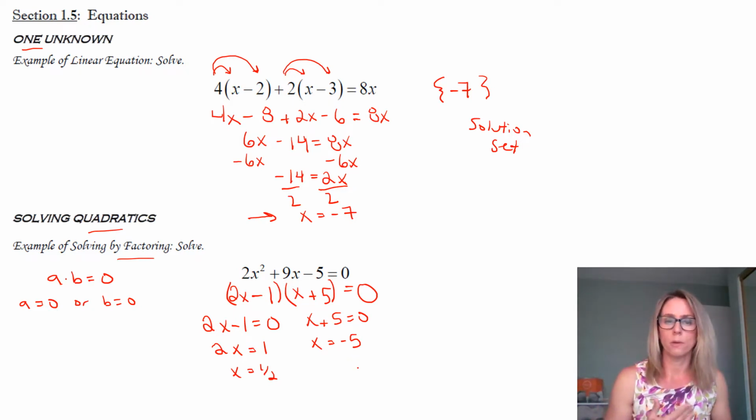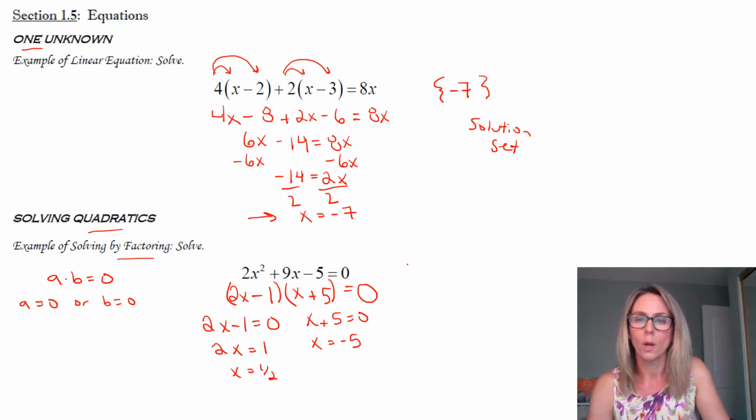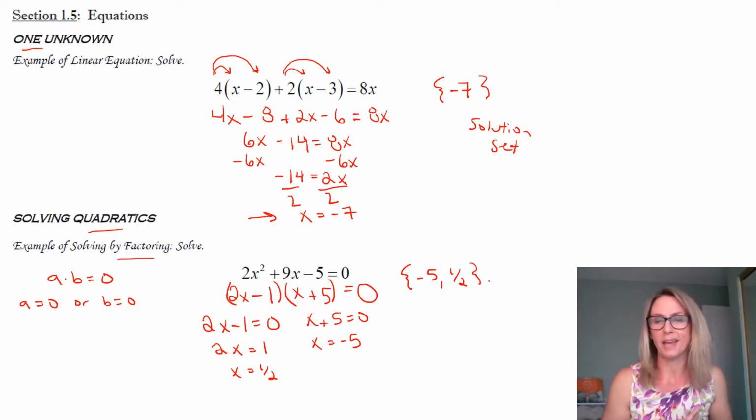So I'm getting 2 answers here. I'm getting 1/2 and I'm getting a -5. And so those are our 2 solutions. So we do have 2 real solutions here, -5, 1/2, and there we go. I'm putting them in my solution set.